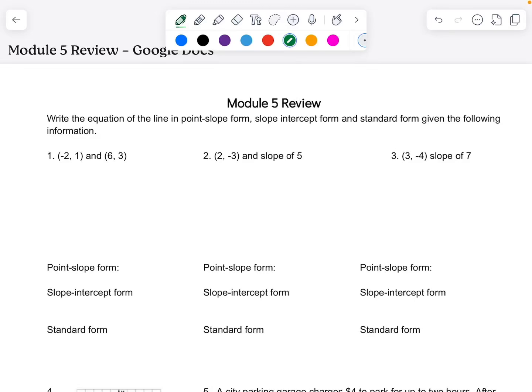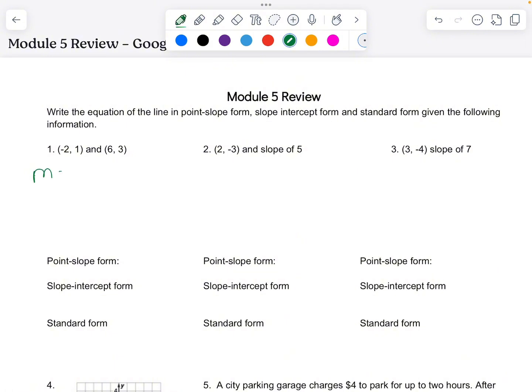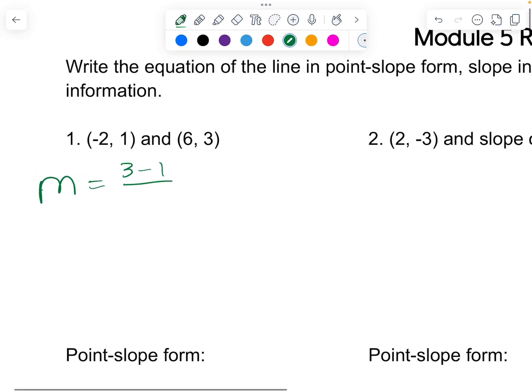Okay, so let's do module 5 review and let's see how that goes. So the very first thing that we have to do is get the equation of the line. But before we can do that with 2 points, we have to get the slope. So the slope is going to be 3 minus 1 over 6 minus negative 2. So my slope is equal to 2 over 8, which is 1/4.